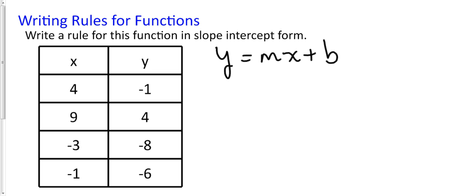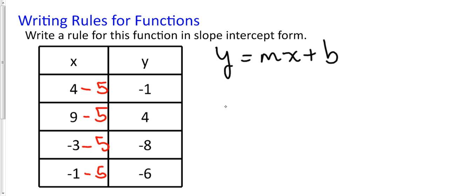So if I go from 4 to -1, 9 to 4, -3 to -8, -1 to -6, I'm decreasing in value each time as I go across. And you can notice that you're actually decreasing by 5. 4 minus 5 is -1. 9 minus 5 is 4. -3 minus 5 is -8. And -1 minus 5 is -6.